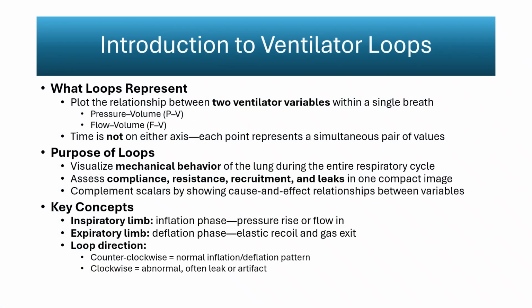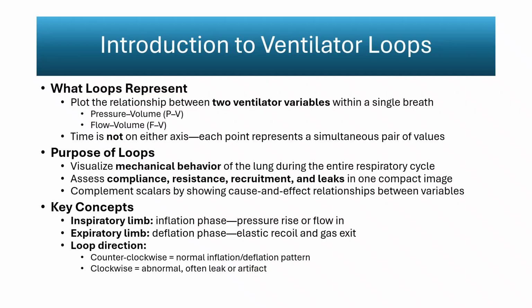Ventilator loops plot the relationship between two variables within a single breath rather than over time. The most commonly used loops are the pressure-volume loop and the flow-volume loop. In these displays, each point on the curve represents simultaneous measurements of the paired variables at that moment in the breath. Because time is not on either axis, the loop shape reflects how the lung behaves mechanically as it inflates and deflates. During the inspiratory phase, the loop traces the path of increasing pressure and increasing volume, or increasing volume and increasing flow, depending on which loop is being viewed.